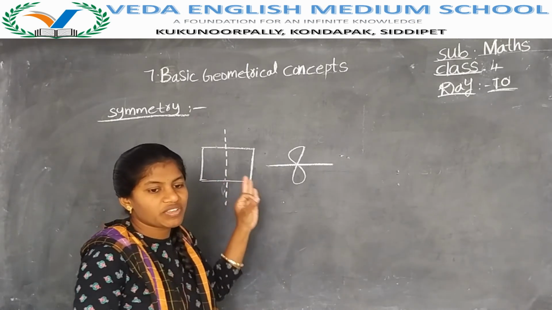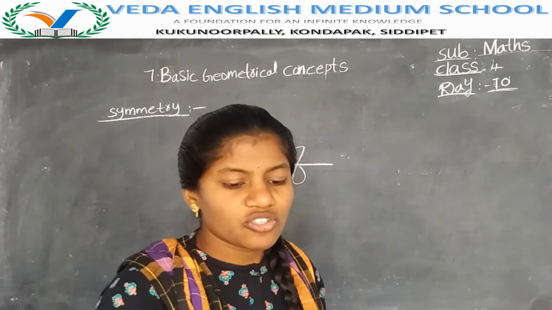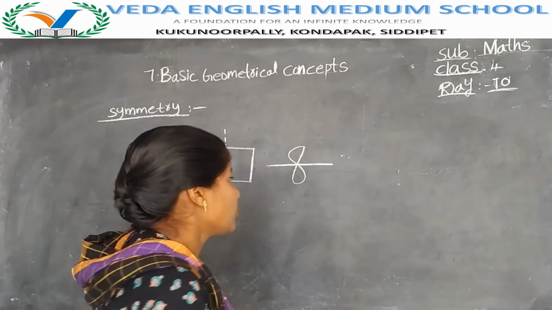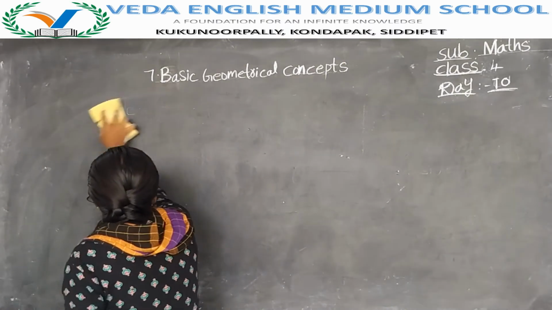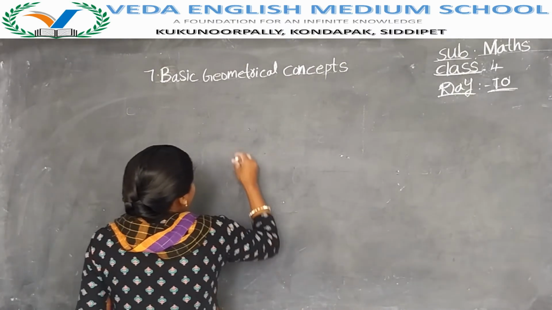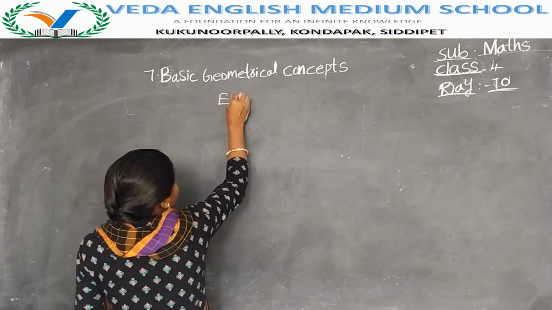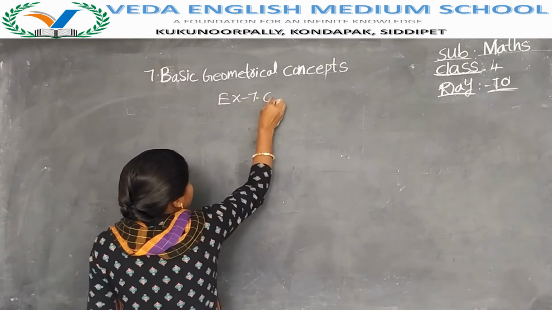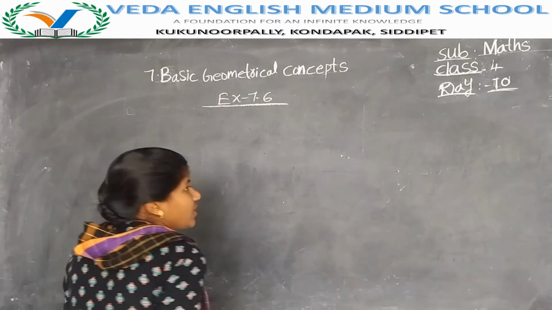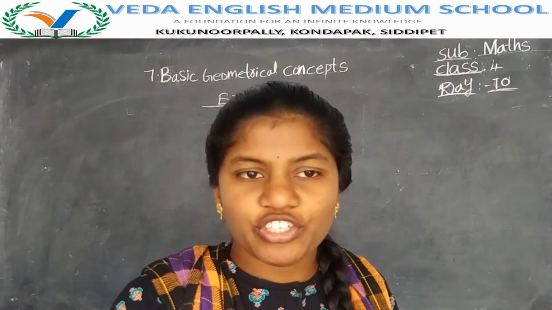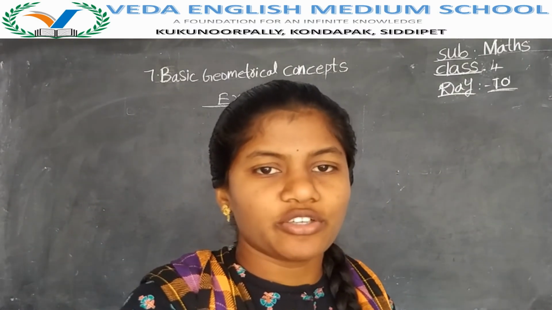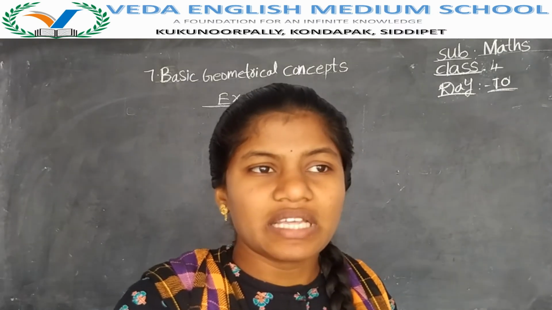So based on this we have exercise 7.6. So we'll complete exercise 7.6 now. Symmetry means a line which divides a figure or image into two equal halves is called a symmetrical line. A line which divides an image or figure into two equal halves is called symmetry.